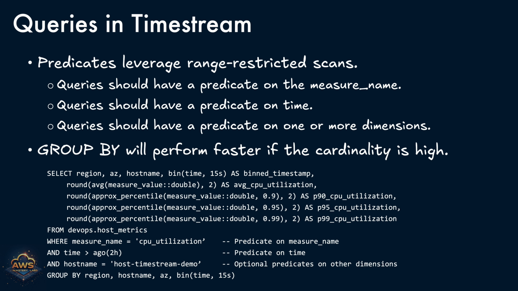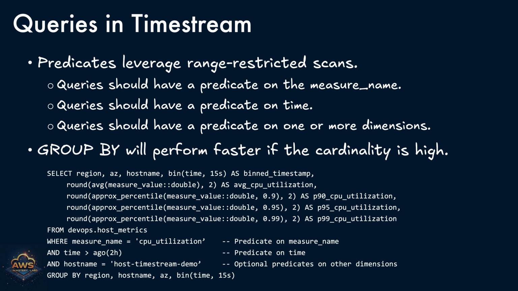Timestream is built around a range-restricted scan model, meaning that the more precisely you define what data you want through filters and predicates, the less data the system needs to scan, leading to lower latency and better performance. One of the most important best practices is to always include a predicate on measure name. This limits your query to a specific metric, like CPU utilization, memory usage, or disk I/O, which dramatically reduces the amount of data Timestream has to scan before performing calculations.